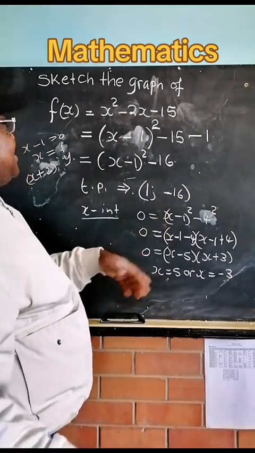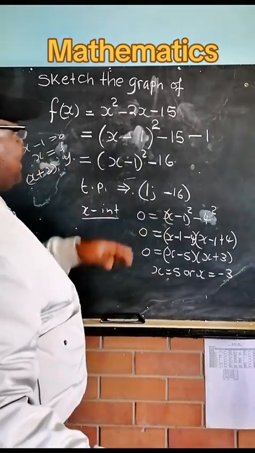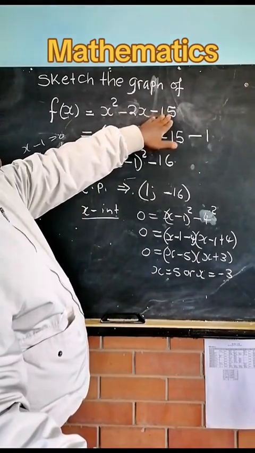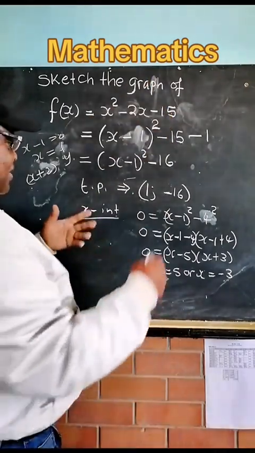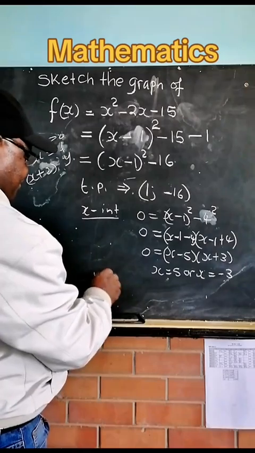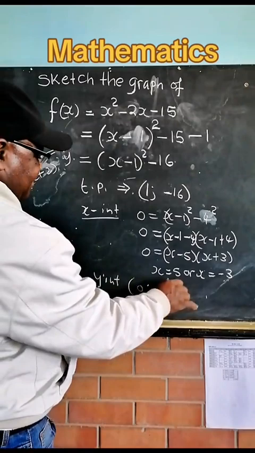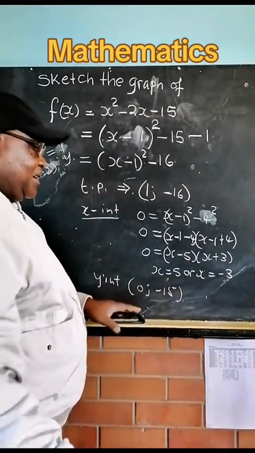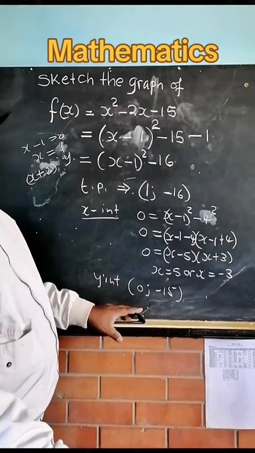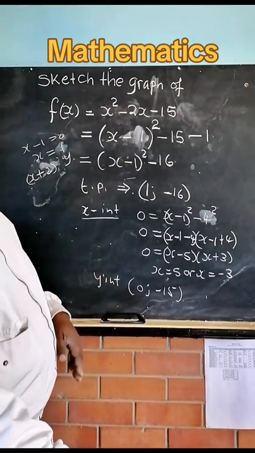For y-intercept, it's very easy. You let x equal to 0 here, your y will be negative 15. So the y-intercept should be 0 and negative 15. With all these, you can now sketch your function f of x.